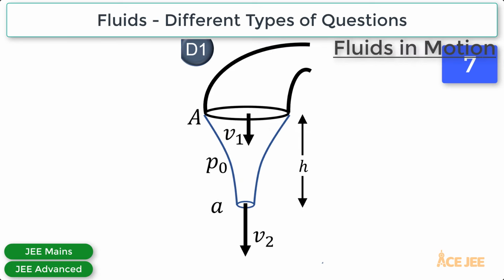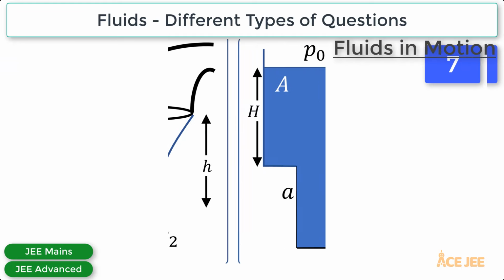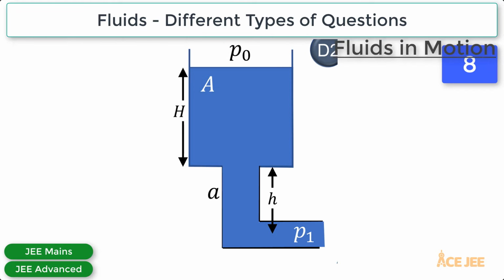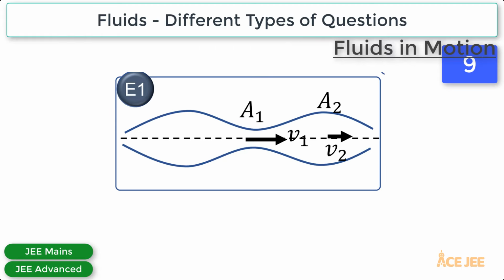In the seventh one, you will be asked to determine the cross-section of the water flow by the time the water has descended a certain height h. In the eighth one, you might be asked to determine the pressure at a point in the smaller tube in the configuration shown here. In the next one, wherein we have a horizontal tube of varying cross-section, you might be asked to determine the unknown using Bernoulli's equation and equation of continuity.